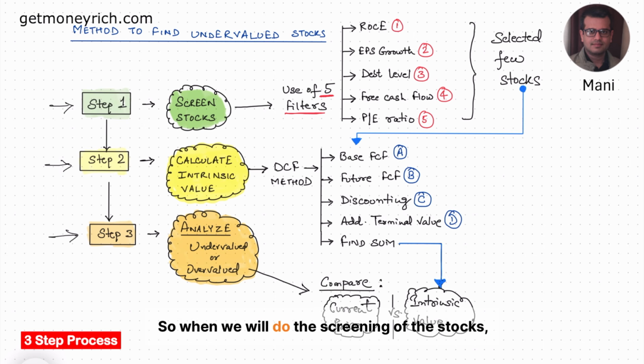So when we will do the screening of the stocks, basically we will use 5 filters here. The filters will be on the basis of return on capital employed, ROCE, on the basis of EPS growth rate. We will check the debt level of the company. We will do the screening based on the free cash flow of the company, and finally on the PE ratio. Once these filters are applied to the stocks, we will get a list of a handful of stocks.